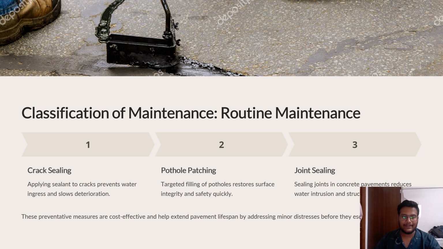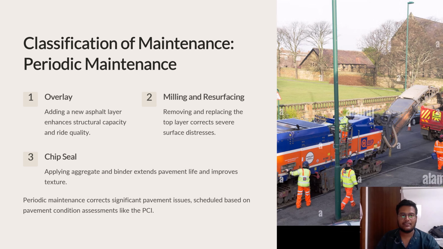Next one is joint sealing. Joint sealing in concrete pavement ensures that expansion joints remain effective without allowing water in. These are preventive actions, small efforts that prevent major pavement failure. The next is the classification of maintenance. First one is periodic maintenance.